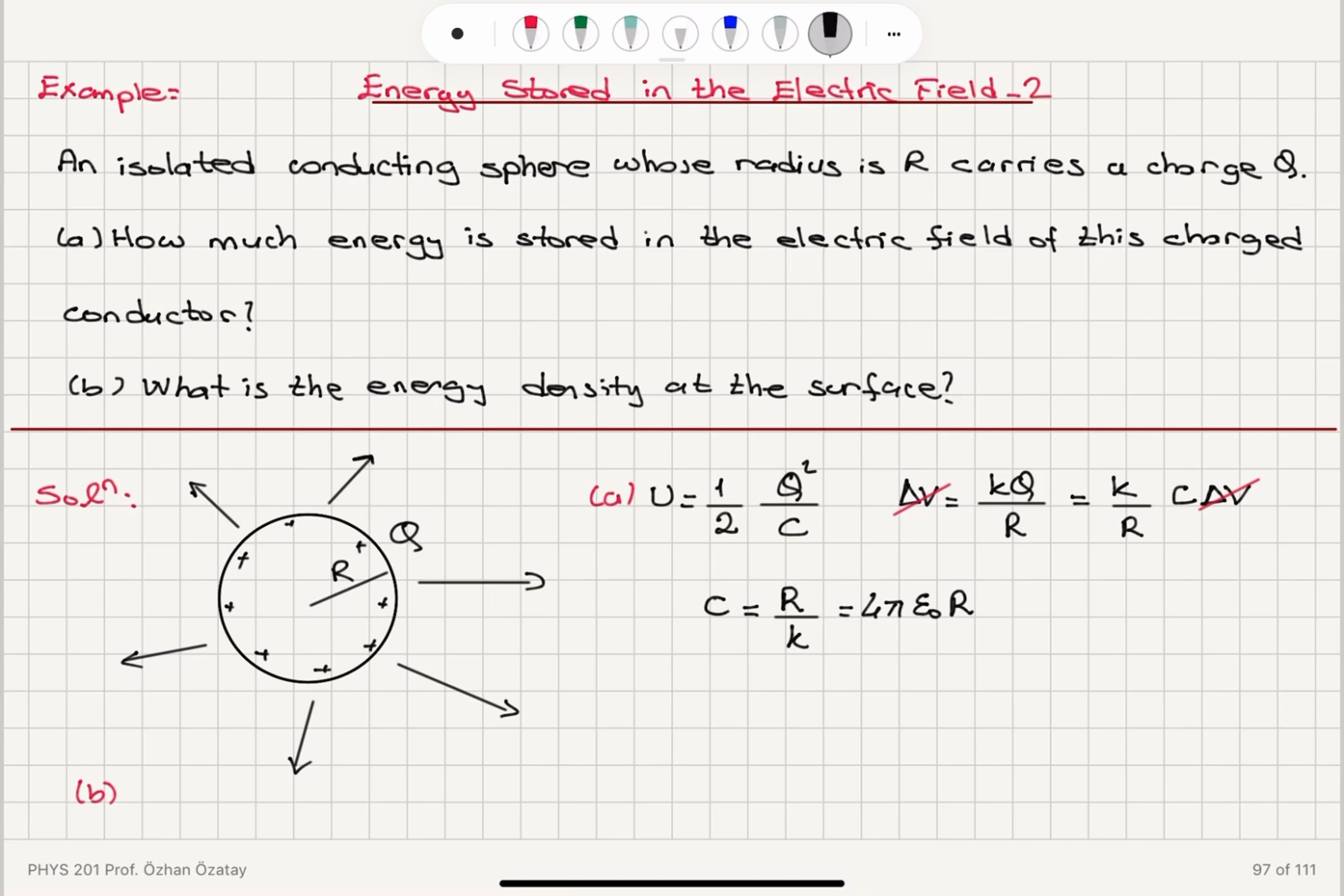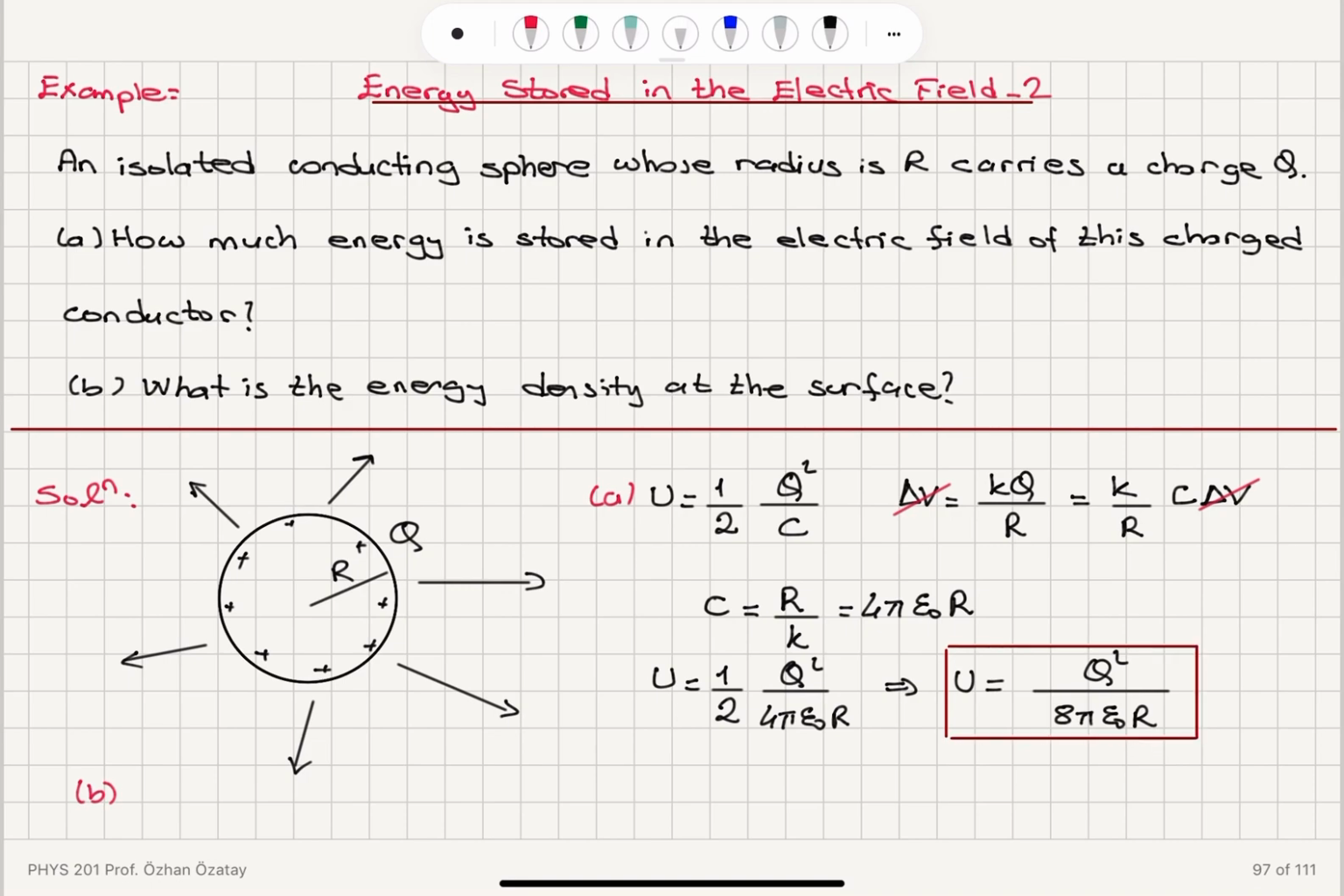So with this capacitance, we can calculate the energy stored to be 1 over 2 Q squared divided by 4 pi epsilon 0 capital R. So if we calculate this, we obtain the final answer, Q squared divided by 8 pi epsilon 0, permittivity of free space, times the radius R. So this is our answer to part A.